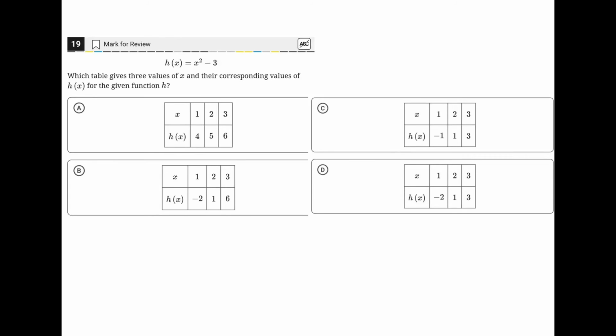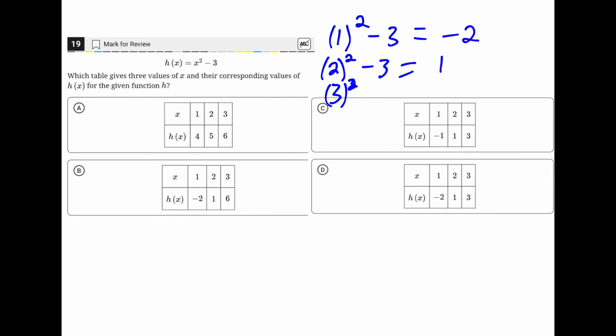Here's a function, x squared minus 3. The x values are 1, 2, and 3, so if we plug these in, 1 squared minus 3 is negative 2. 2 squared minus 3 is 1. And 3 squared minus 3 is 6. So where do we see negative 2, 1, and 6? That is choice B.